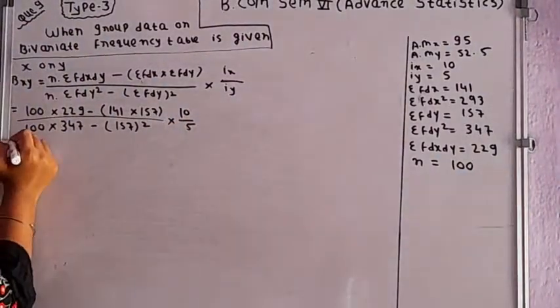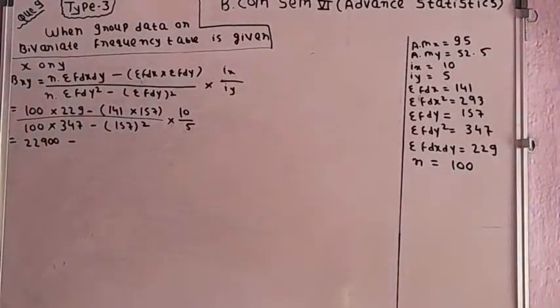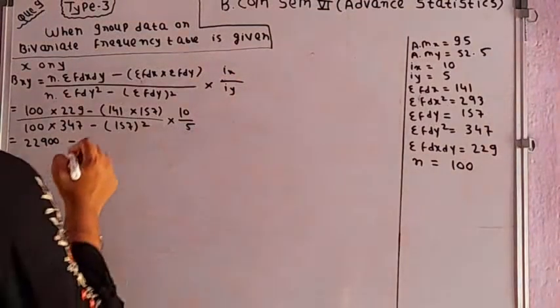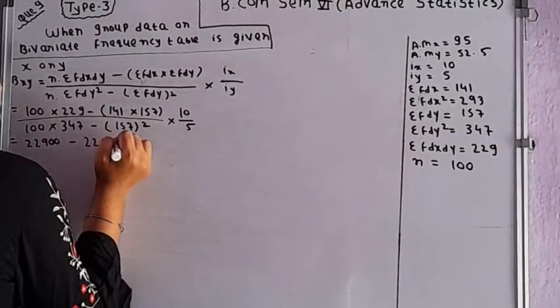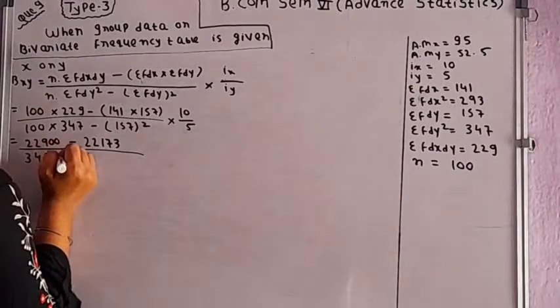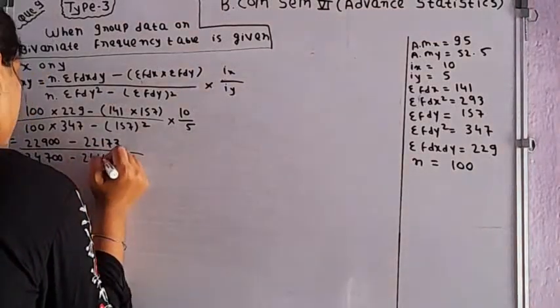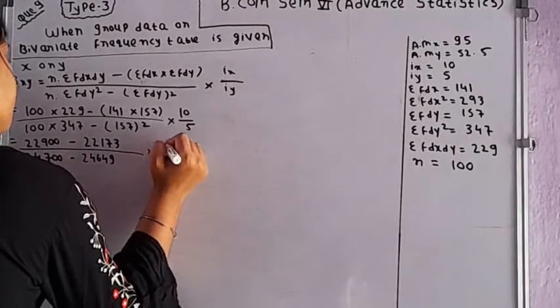Then 100 into 229, 22,900 minus 141 into 157, it will come to 22,137. After that, 100 into 347, 34,700. After that, square of 157 will come to 24,649, into 10 by 5.